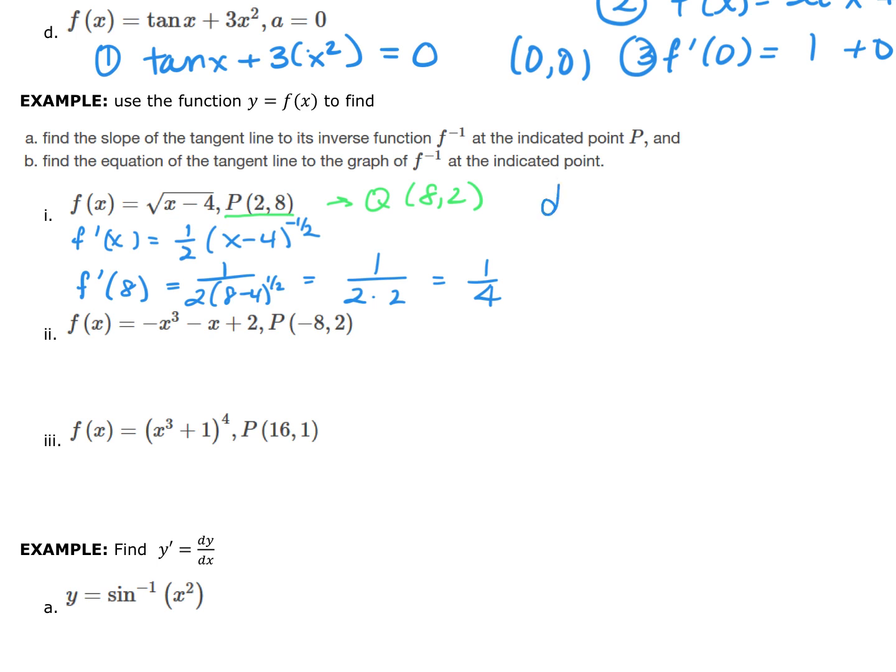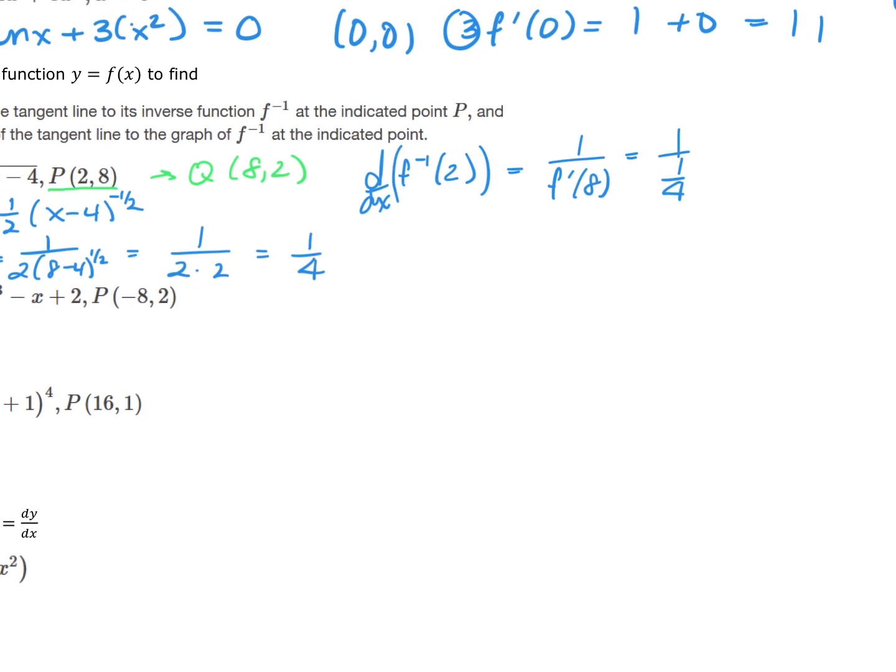Now I'm going to find the d/dx of f inverse of 2, which is the input of my inverse. So this is going to be 1/f prime of 8, which is 1/(1/4). So my slope of the inverse function at that point, 2, 8, the point being on the inverse function, is 4. Now, we know that the equation of the tangent line is y equals m times x minus x naught plus y naught.